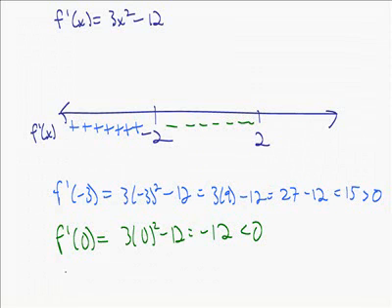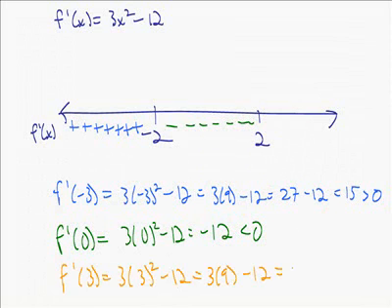Now let's try something to the right of 2, something bigger than 2. Probably 3 is the easiest. 3 times 3 squared minus 12, that's going to give us the same thing we had before: 27 minus 12, or 15. Again, all we care about is whether it's positive or negative. It's positive here. Now, what does that tell us?